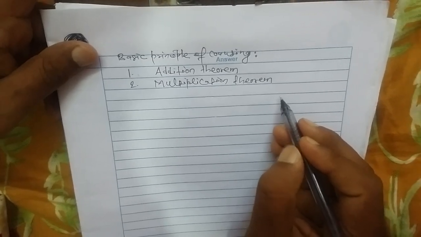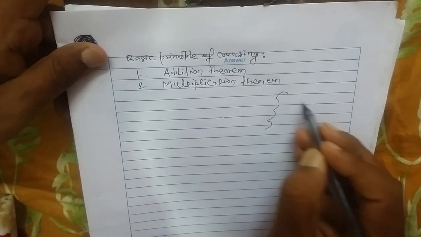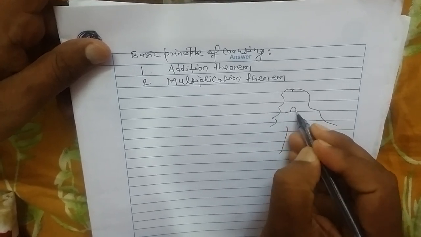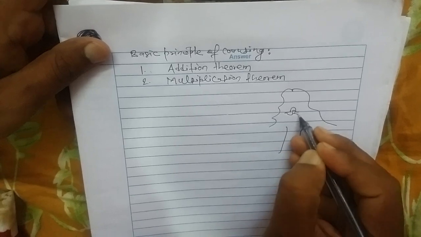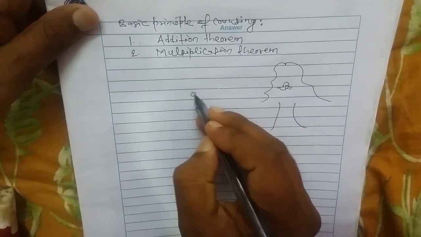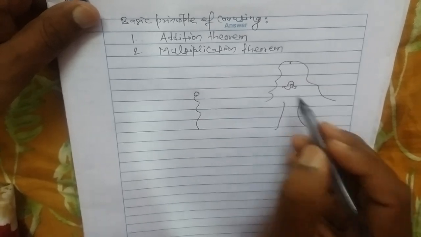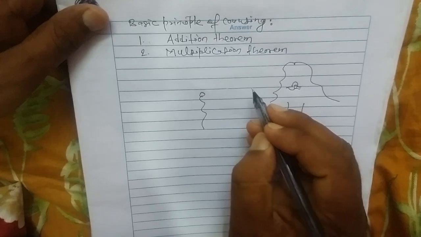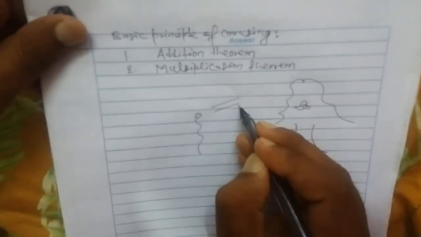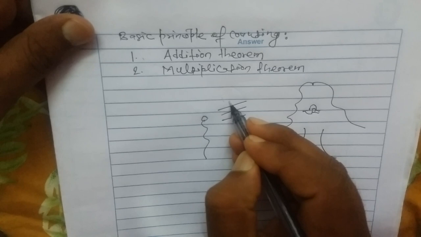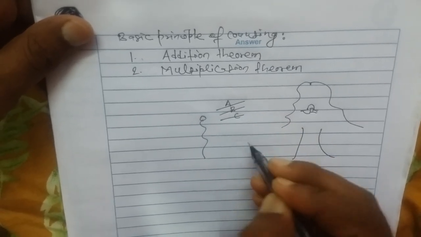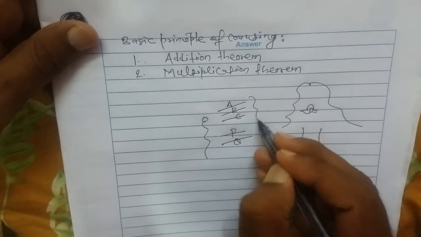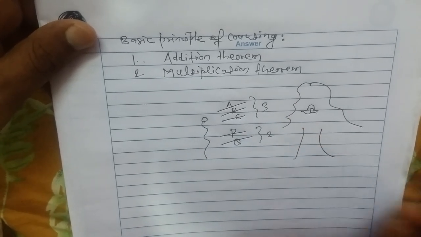First of all, I am taking an example. Concentrate here. Suppose there is a tree and there is a bird on that tree. Suppose this one is the bird and here is a hunter. Here the mission is to kill the bird. Suppose this hunter has two types of weapons: three guns, gun A, gun B and gun C, and two arrows, arrow P and arrow Q.